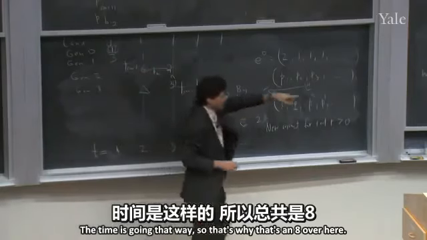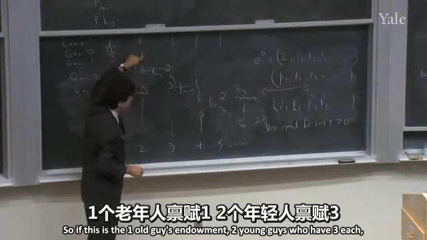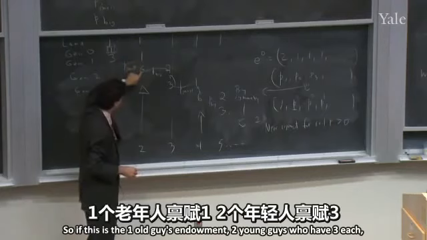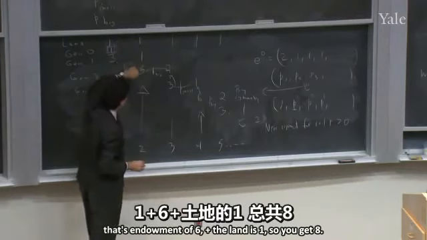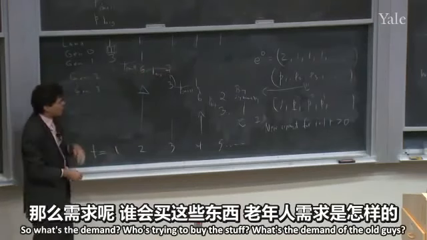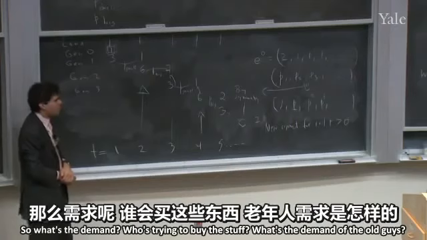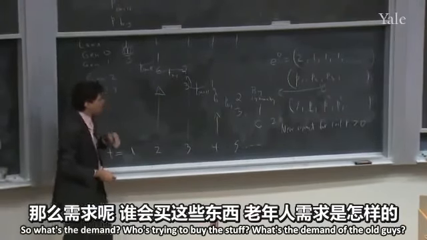So that's why that's an 8 over here. So this is the one old guy's endowment. 2 young guys who have 3 each, that's endowment of 6, plus the land is 1. So you get 8. That's how I got an 8 over there. That's the supply. So what's the demand? Who's trying to buy the stuff? What's the demand of the old guys?